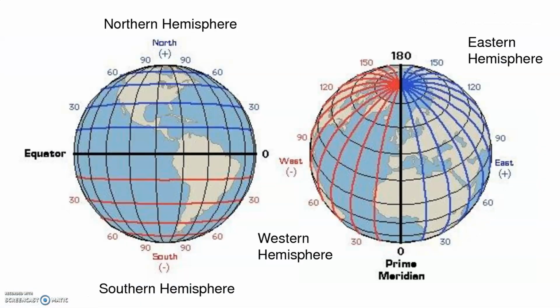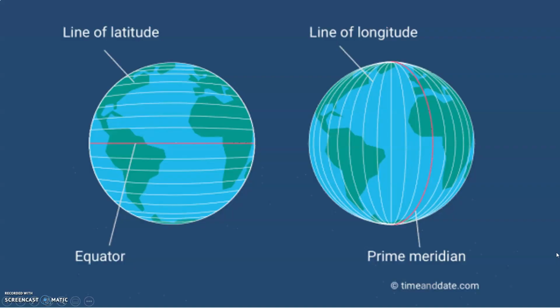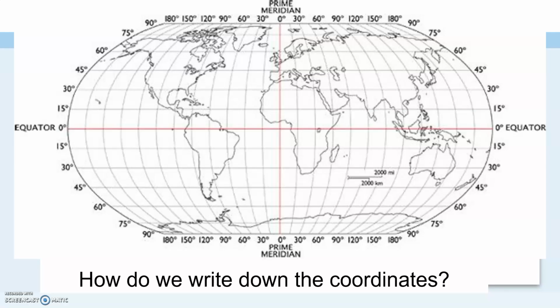Over here you see it compared, the northern and the southern hemisphere with the latitude lines, and over here are the longitude, so in length, the longitude lines. Well, if the other picture was not clear enough, I hope this one will.